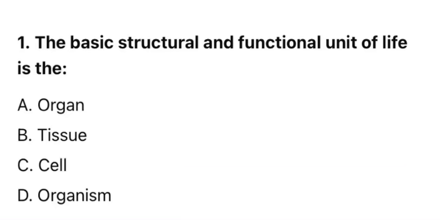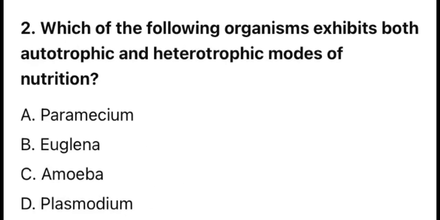Let's move on to the next question. Question 2 says, which of the following organisms exhibits both autotrophic and heterotrophic mode of nutrition? Option A says Paramecium. Option B says Euglena. Option C says Amoeba. Option D, we have Plasmodium.